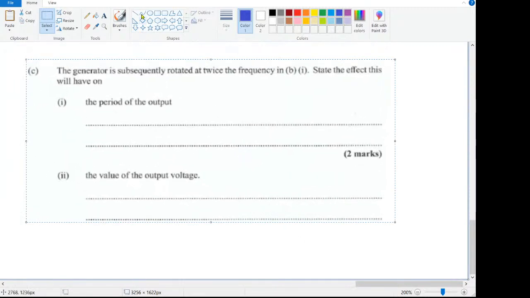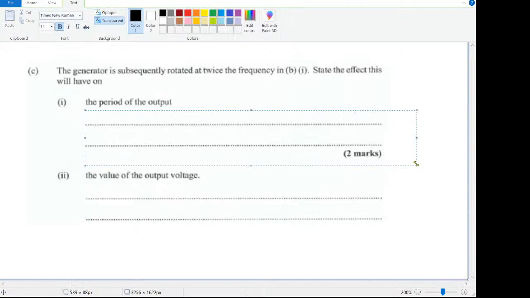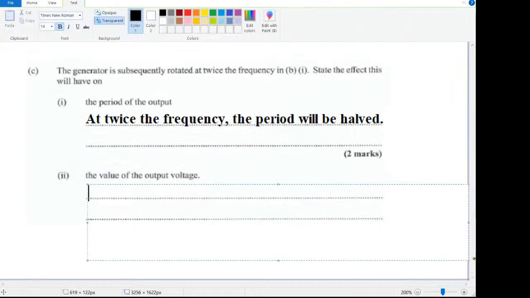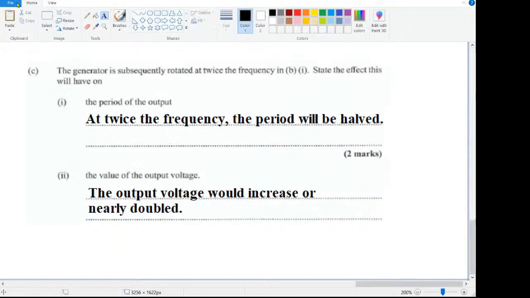Alright, so they say the generator is rotated at twice the frequency. State the effect this will have on the period. This is more of a waves question than a generator question. At twice the frequency, the period will be halved, because you have half the time per oscillation. And the output voltage would, well, I wouldn't say double, but we could say increase, or nearly double. I could say double because of the resistor.